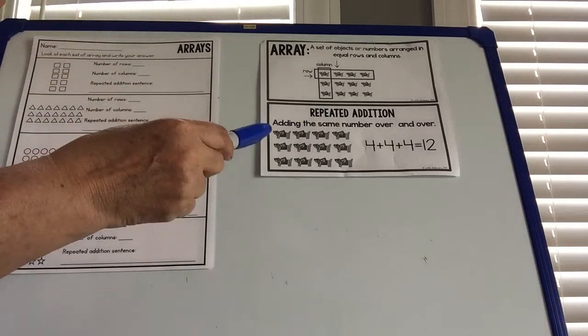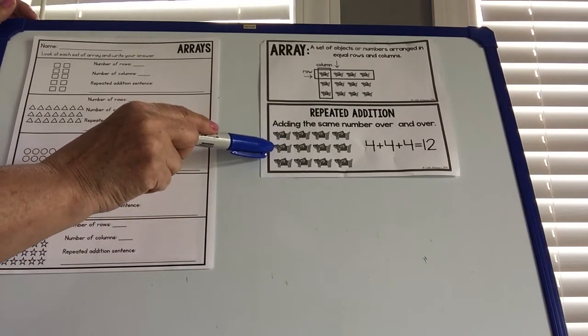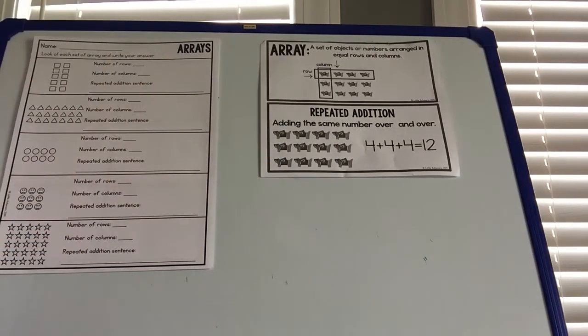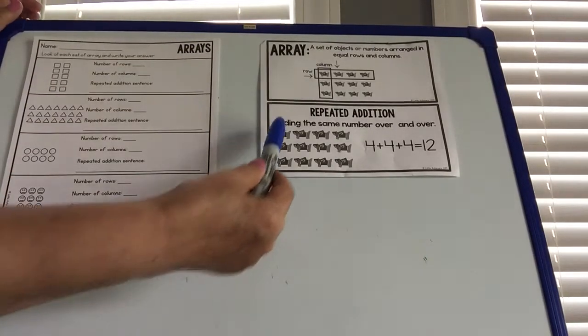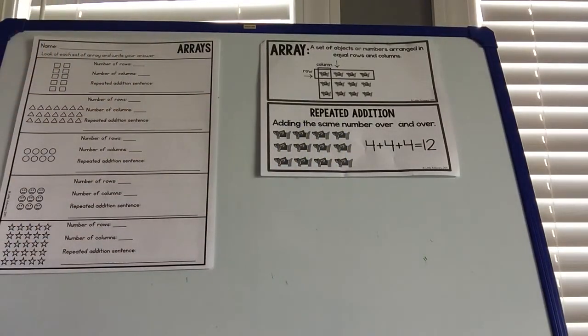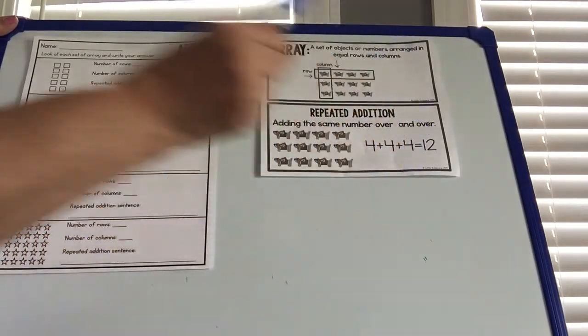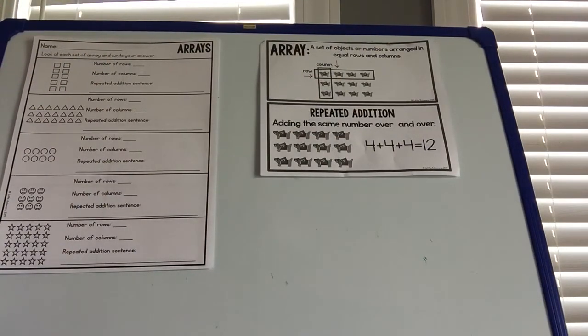Look at our little dogs here. We have how many rows? 1, 2, 3 rows. And how many columns? 1, 2, 3, 4. 4 columns. So we could add 4 plus 4 plus 4 equals 12. Or we could say 3 plus 3 plus 3 plus 3 equals 12. Either way, we are correct.